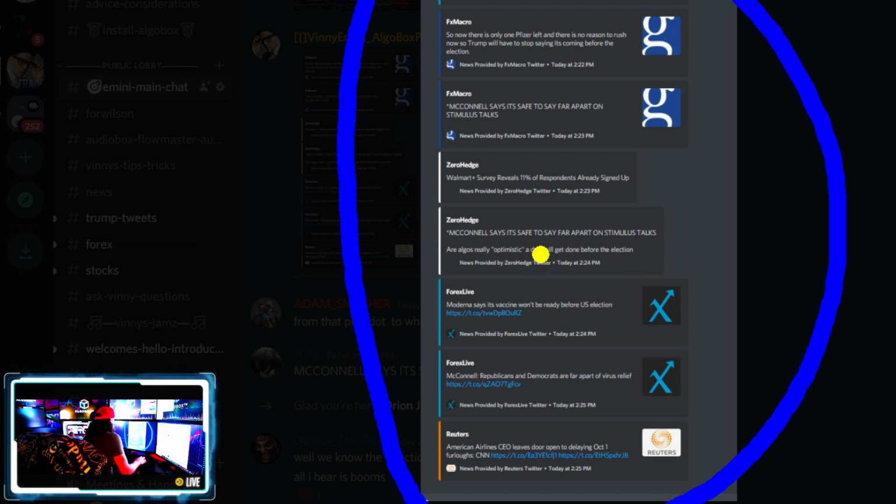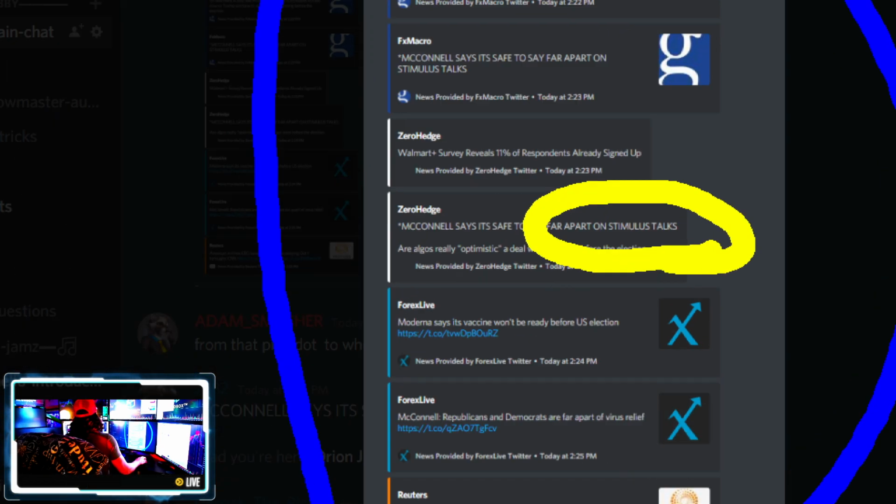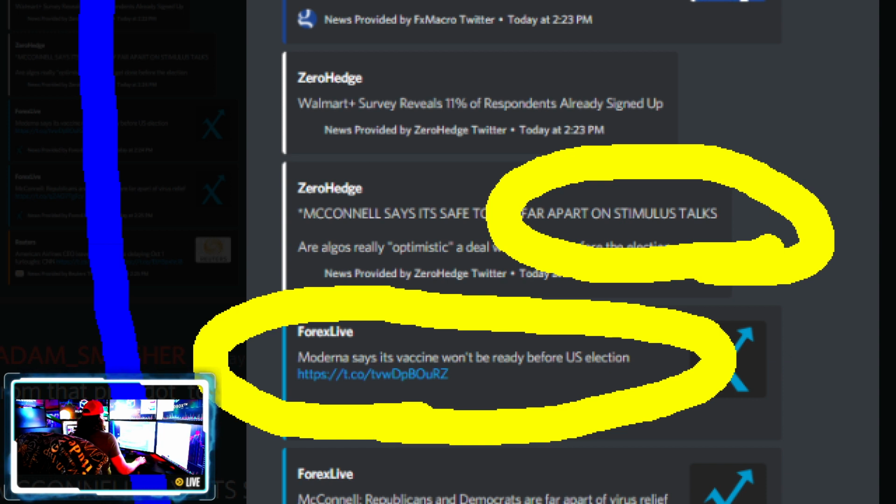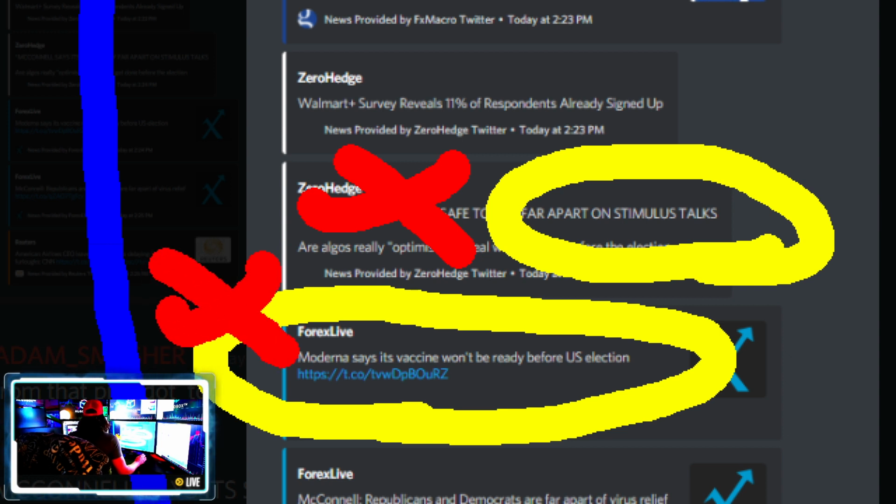Here we go. Connell says that the Democrats and the Republicans are far apart on stimulus talks. Okay, what does that mean? That means that the stimulus is probably going to be delayed, right? That's probably some pretty big news. On top of that, what's underneath it? Vaccine won't be ready before U.S. election. So you've got a double whammy right here and right here that the markets are going to react to.